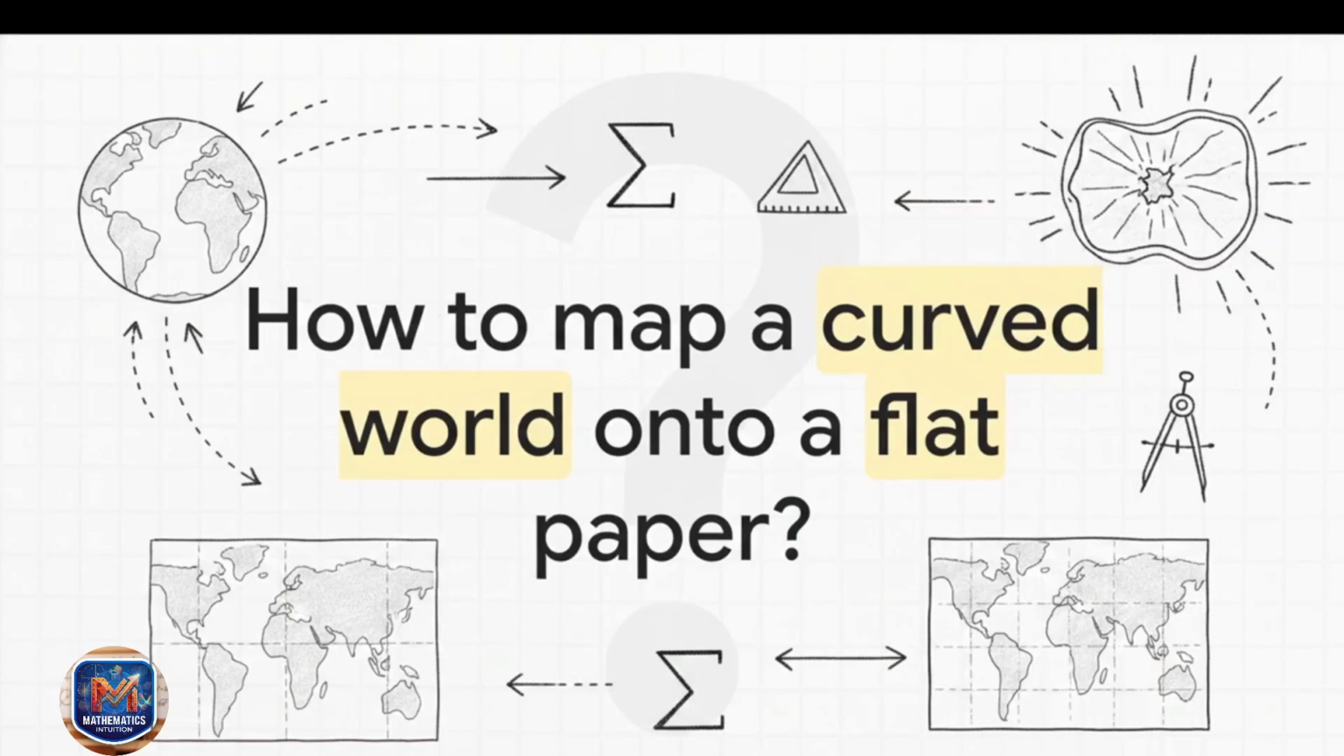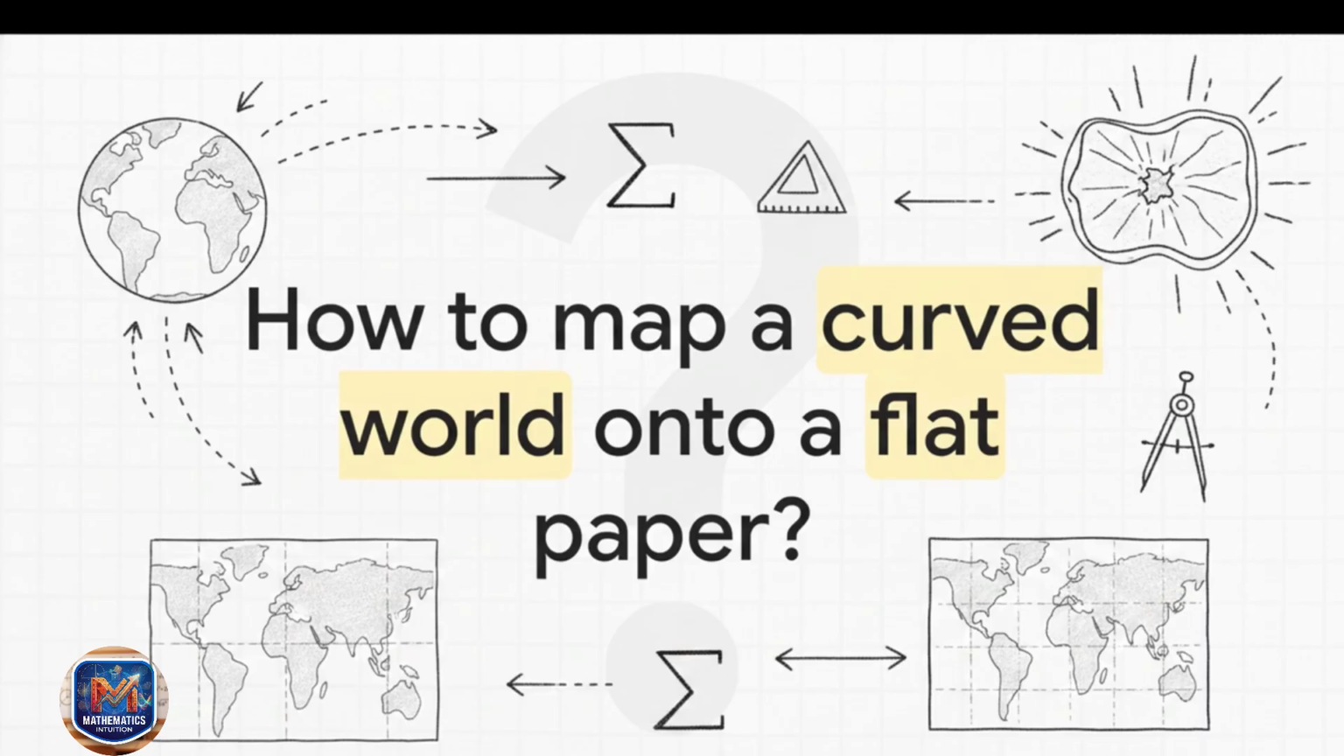Have you ever just looked at a globe and wondered how that perfectly spherical shape is somehow translated onto the totally flat pages of a world atlas? Or, maybe you've tried to flatten out an orange peel and noticed how it inevitably just tears and stretches everywhere? So how does a mathematician actually map a curved, three-dimensional world onto a flat piece of paper without losing the essential truth of its shape?